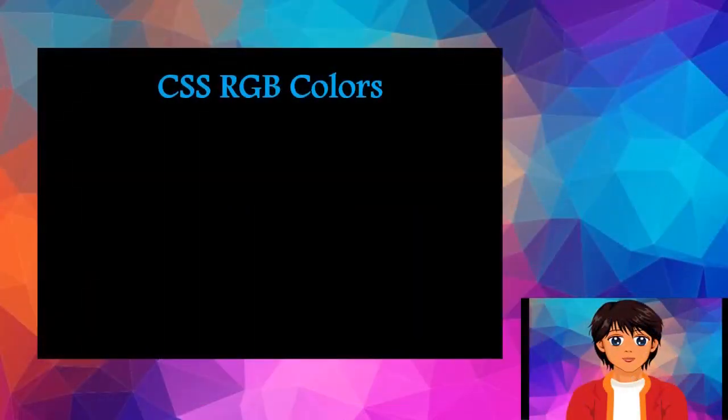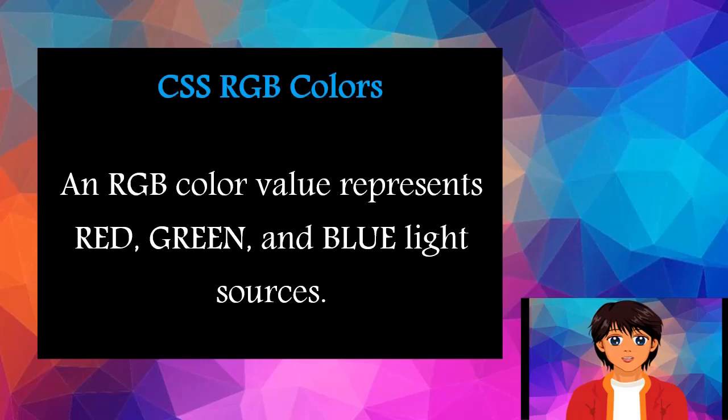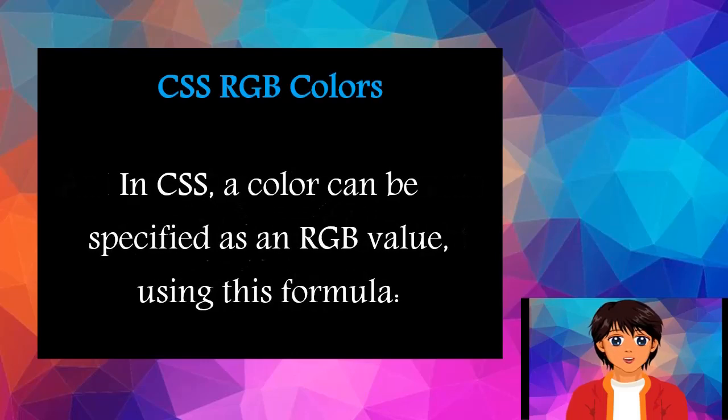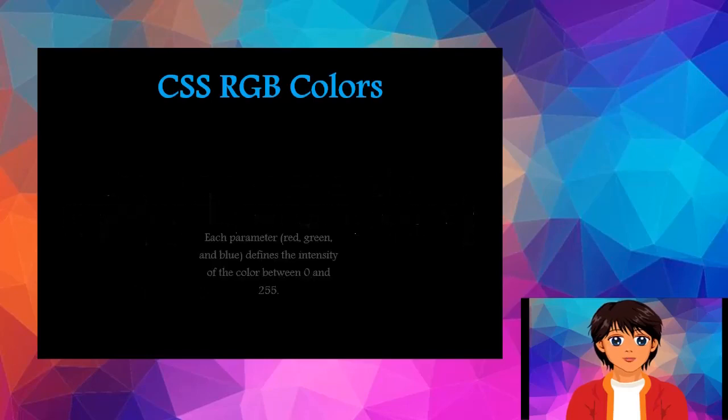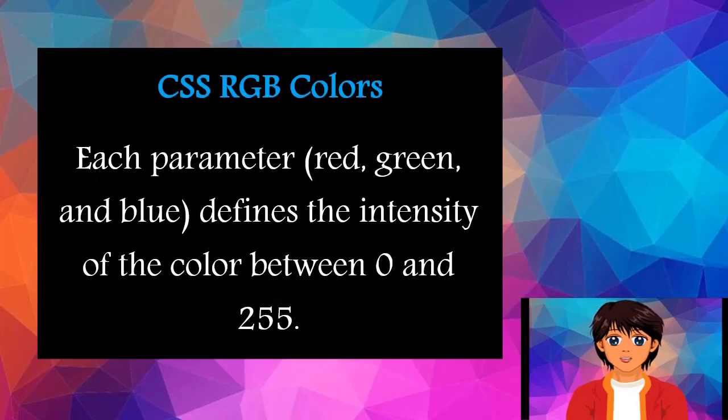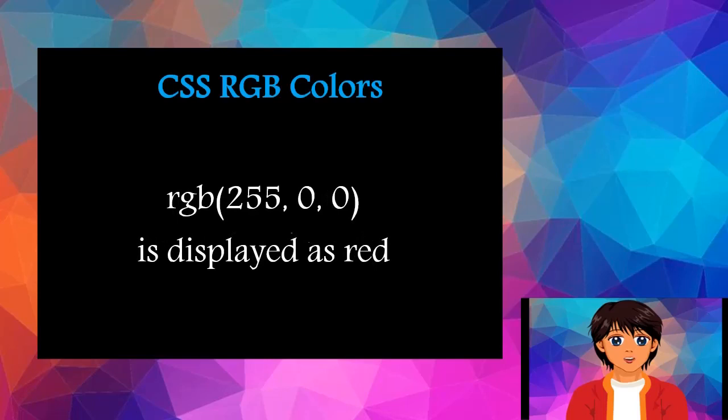CSS RGB colors. An RGB color value represents red, green, and blue light sources. In CSS, a color can be specified as an RGB value using this formula: RGB(red, green, blue). Each parameter, red, green, and blue, defines the intensity of the color between 0 and 255. For example, RGB(255, 0, 0) is displayed as red because red is set to its highest value, 255, and the others are set to 0.